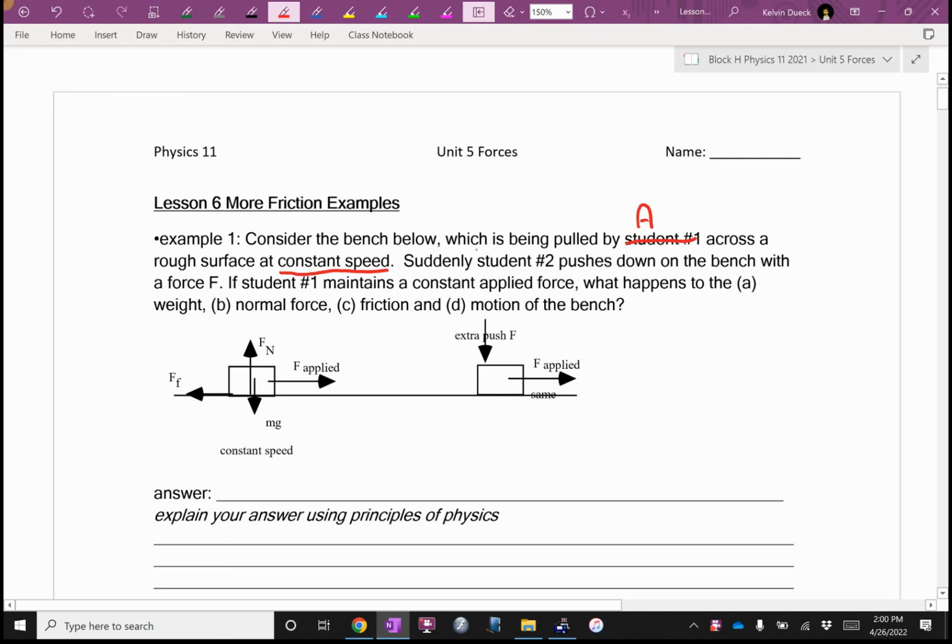Student number 2, Ella, sits down on the bench while you're pushing it. You've all seen that happen at least once. A kid's pushing the bench and one of their friends comes along. I'm going to sit on it while you're pushing it. Now push. Okay.